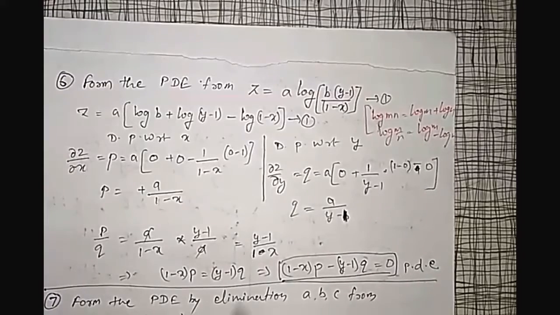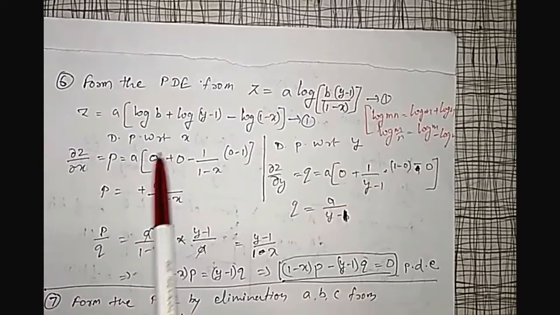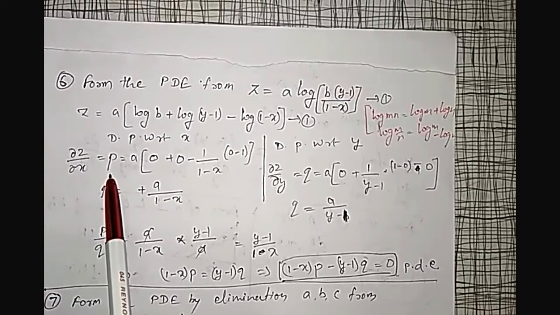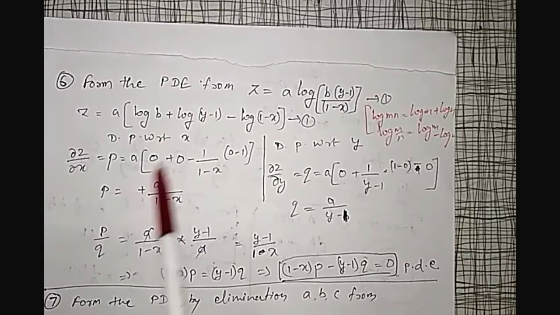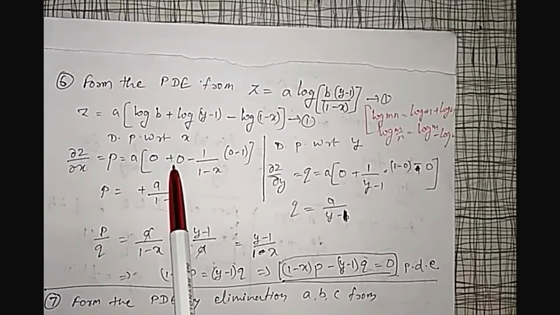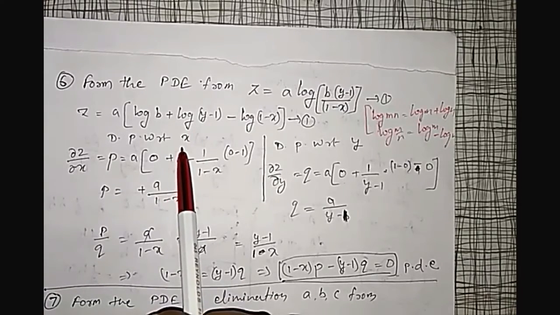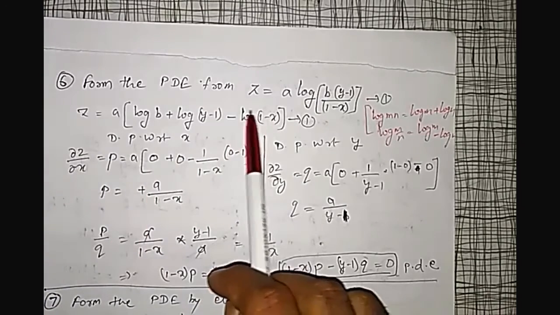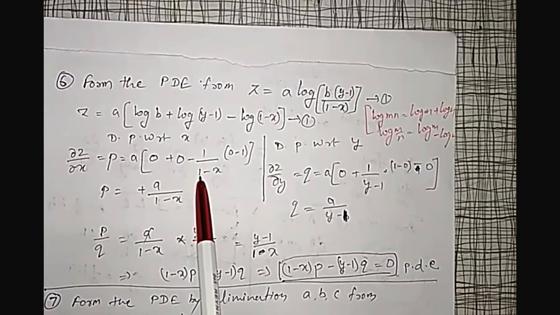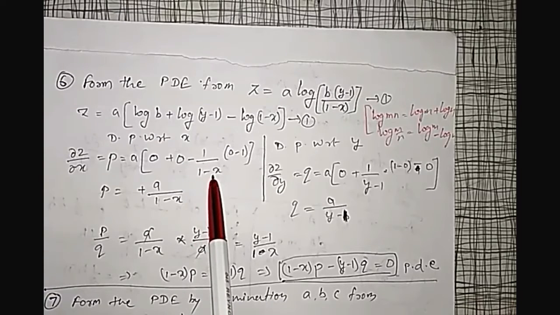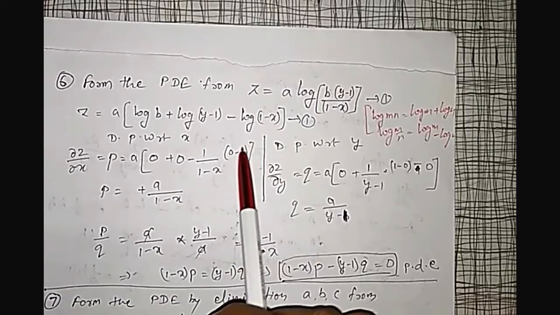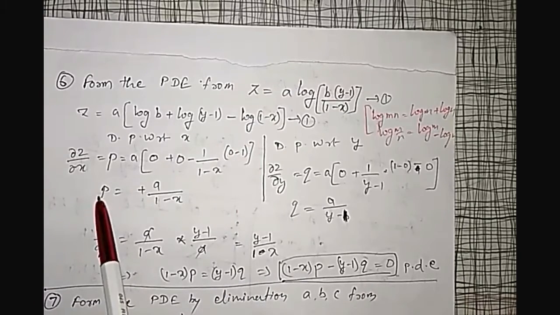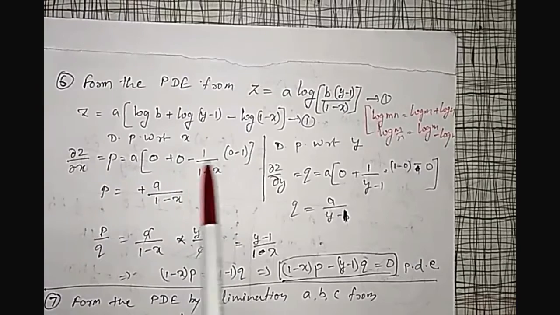Therefore, differentiating partially with respect to x, dou z by dou x will become p equal to a into log b constant, 0. Differential of log of y minus 1 is also 0, because we are differentiating partially with respect to x. Differential of log of 1 minus x is 1 divided by 1 minus x into differential of 1 minus x, which is 0 minus 1. After simplifying, p is equal to a divided by 1 minus x.